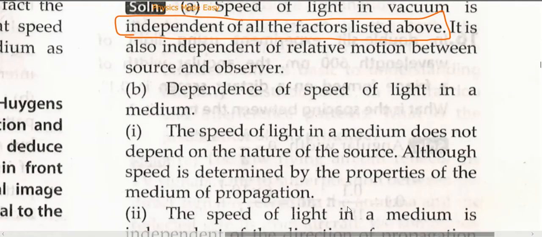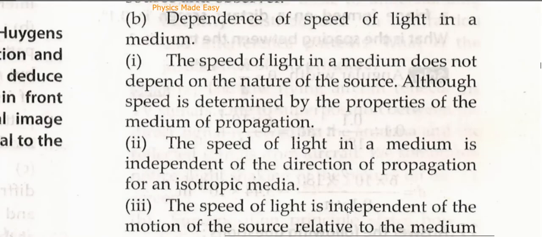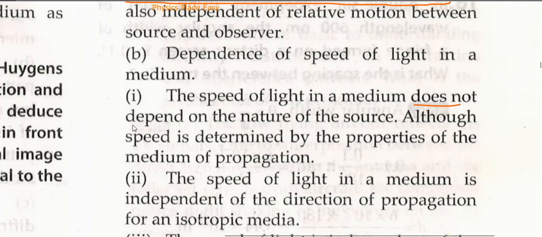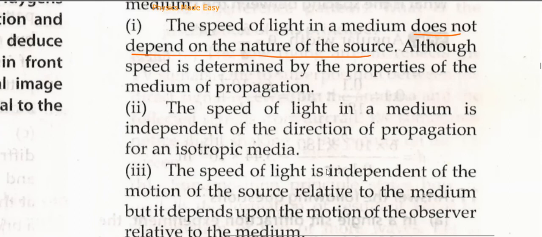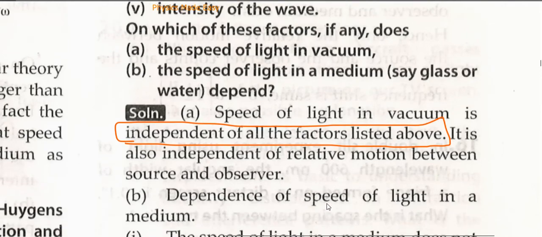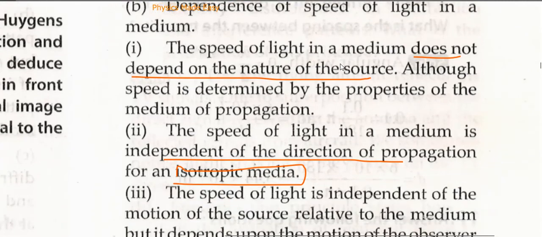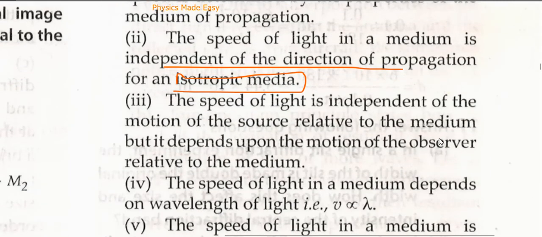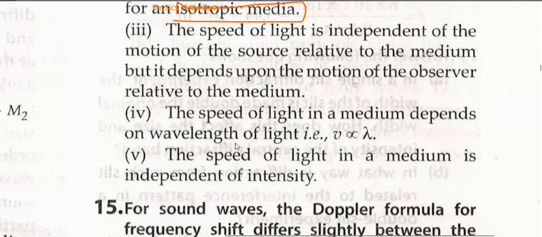And next is the speed of light in medium. The speed of light in medium does not depend upon the nature of the source. The speed of light in medium is independent of direction of propagation as the medium is isotropic. The speed of light has got two formulas, always remember. For mechanical wave, this is elasticity by density. For electromagnetic nature, this is refractive index and electrical permittivity. On this, speed of light depends. So now let us see. The speed of light is independent of motion of source relative to medium. The speed of light in a medium depends upon wavelength. It is directly proportional to wavelength.